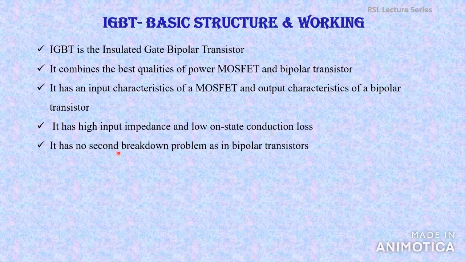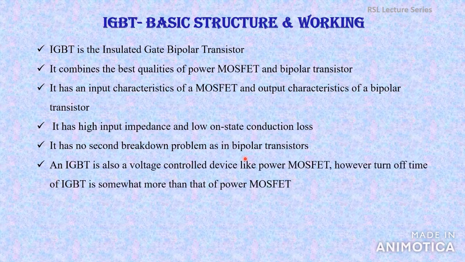Also, it has no secondary breakdown problems as in the case of bipolar transistors. And like power MOSFET, it is also a voltage controlled device. That is, a voltage is used for turning on and off of the device. However, the turn off time of IGBT is somewhat more than that of the power MOSFET.